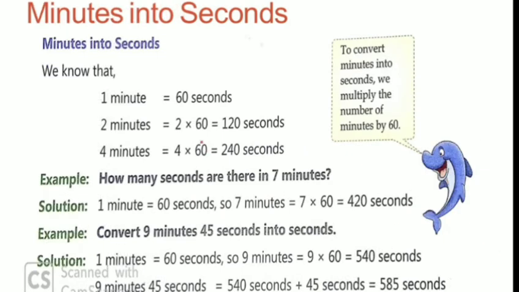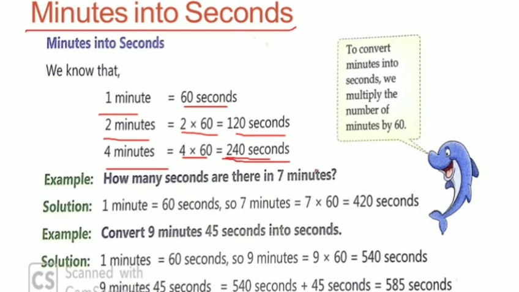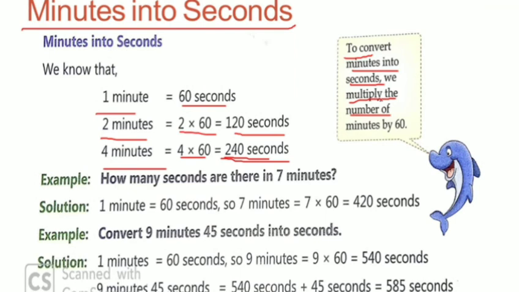Next is minutes into seconds. Keep in mind 1 minute is equal to 60 seconds. Similarly, 2 minutes is equal to 2 into 60, 120 seconds, and 4 minutes is equal to 4 into 60, that becomes 240 seconds. So to convert minutes into seconds, we multiply the number of minutes by 60.